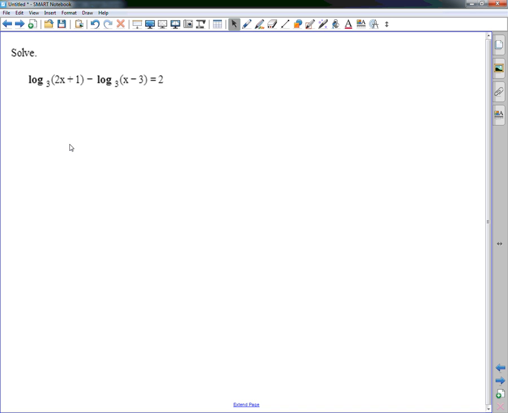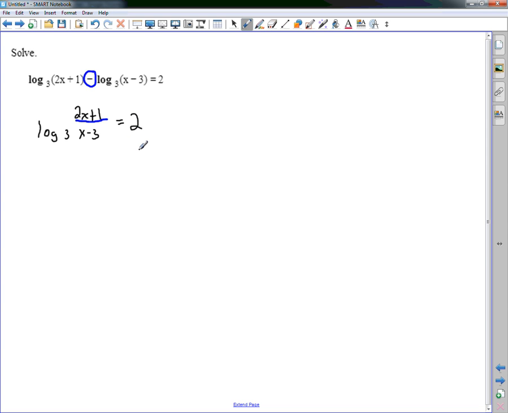So my first step is to take these two logs and make them into a single log. Again, this subtraction sign of the same bases tells me that I'm working with a division. So I have log base 3 of the numerator, which is the first log, 2x plus 1, divided by the x minus 3. This is still equal to 2. So notice now that we have log base 3 of (2x plus 1) divided by (x minus 3) equals 2. So we've created a single log.